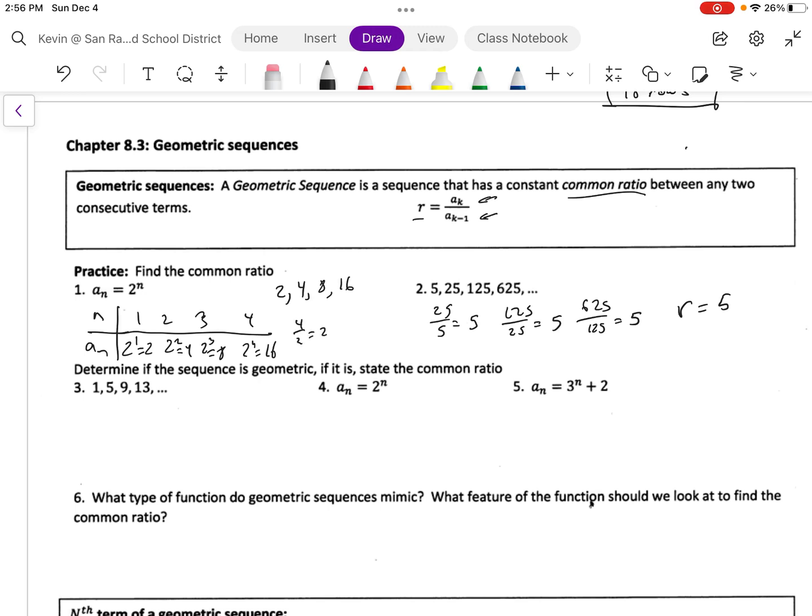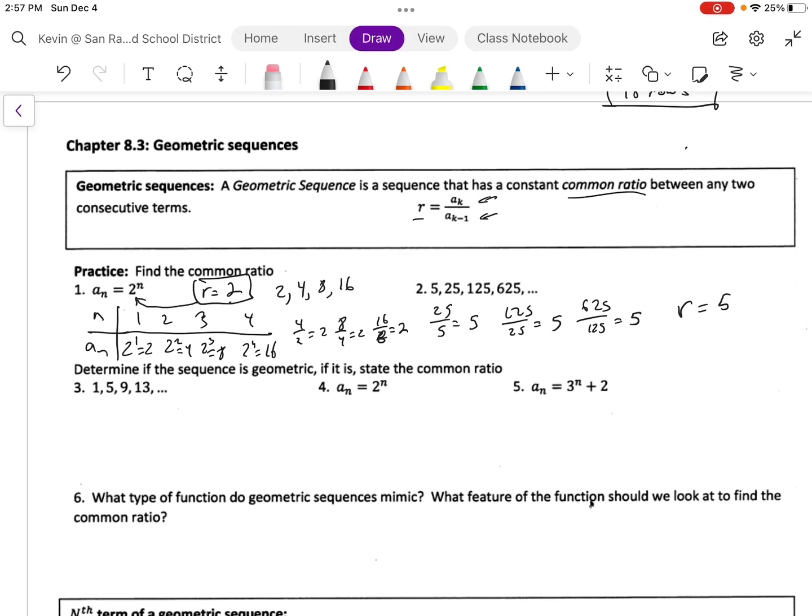4 divided by 2 is 2. 8 divided by 4 is 2. 16 divided by 8 is 2. So we can see that our common ratio is r equals 2. You'll notice that that 2 is the same as the base of that exponential equation. We'll talk about that in a minute.